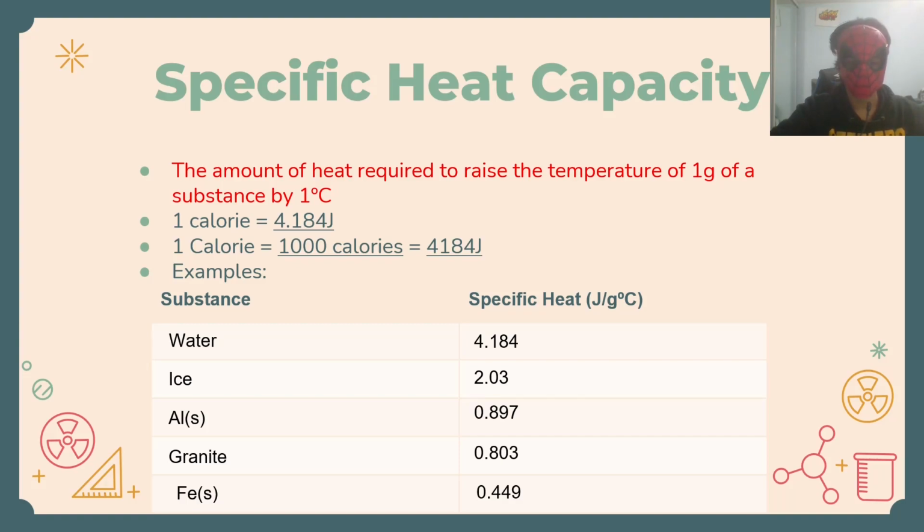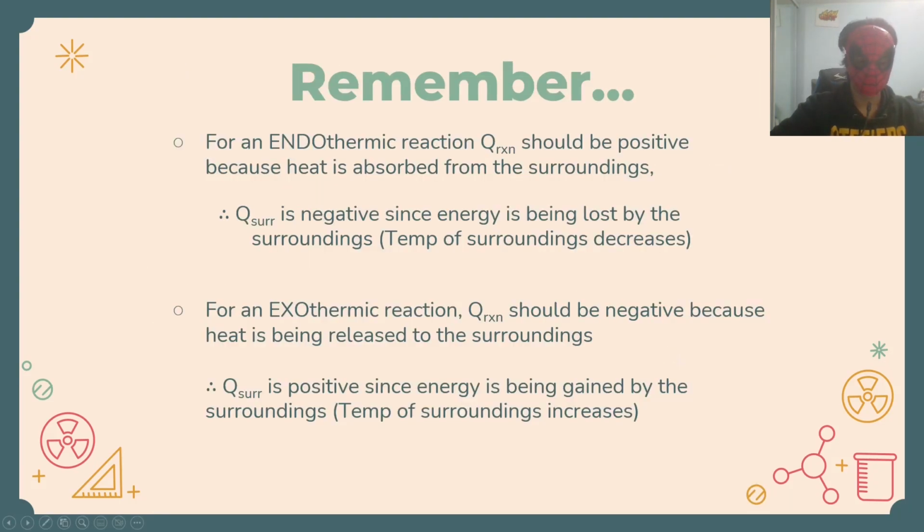It is important to note that there are different units of heat measurement, such as joules and calories. 1 calorie is equal to 4.184 joules, and 1 Calorie with an uppercase C, which refers to kilocalories, is equal to 1,000 calories, or 4,184 joules. These are examples of specific heat capacities of different materials, like water, aluminum, and such. By the way, understanding specific heat capacity is crucial in calorimetry because it allows us to calculate the amount of heat absorbed or released by a substance during temperature change.